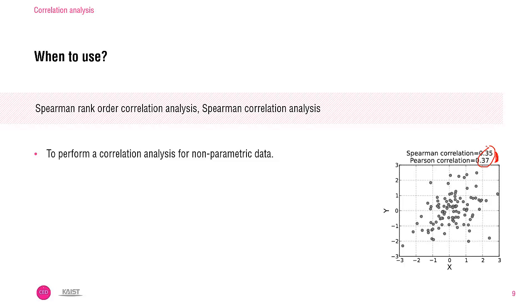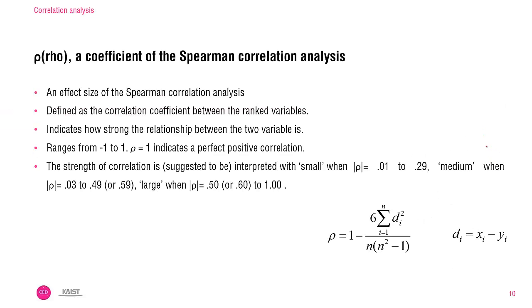So Spearman rank order correlation analysis is used in order to perform a correlation analysis for non-parametric data. The effect size of Spearman correlation analysis is called rho and written with this Greek letter. It is a counterpart of the r in Pearson correlation analysis. And this rho indicates how strong the relationship between the two variables is. And rho also ranges between -1 and +1. When the rho value equals 1, this indicates a perfect rank order correlation. And to judge how strong it is based on the size of the rho, we can apply the same criteria as we do for the r.